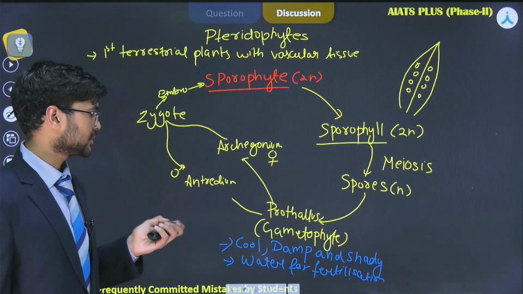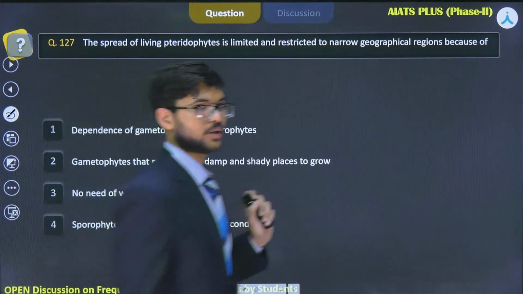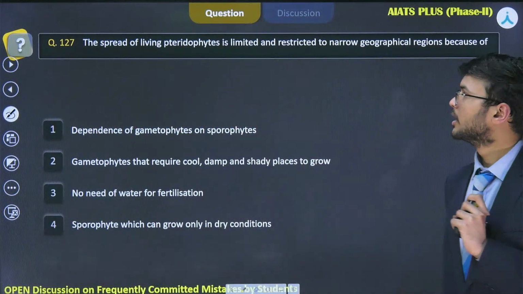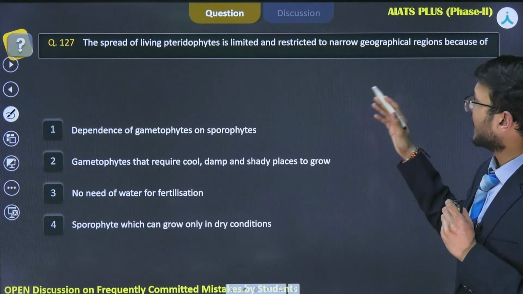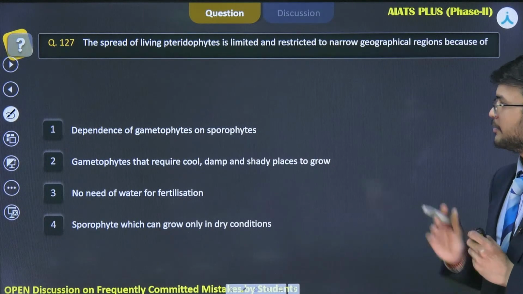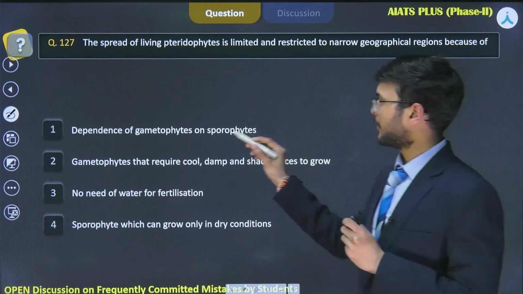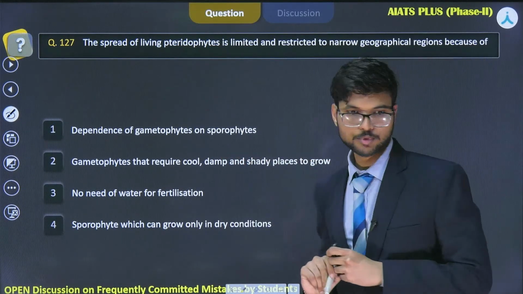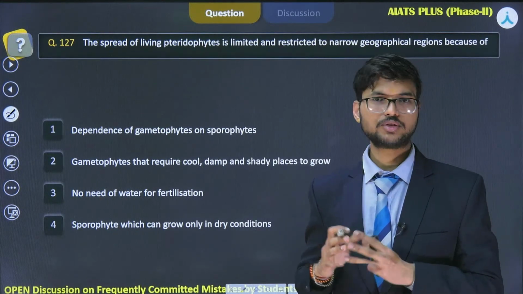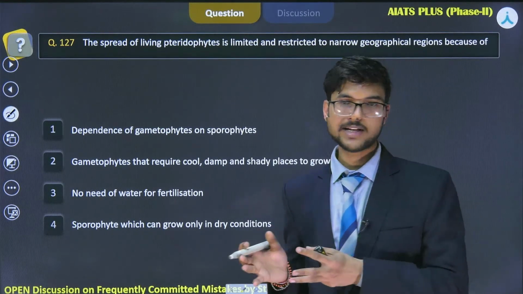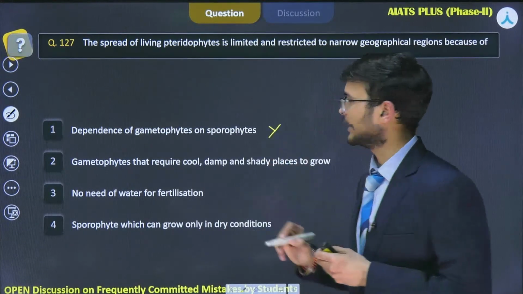So let's see what's the answer to the question. Question number 127. The spread of living pteridophytes is limited and restricted to narrow geographical regions because of dependence of gametophyte on sporophyte. No, because the gametophyte is a green photosynthetic structure, so it is a free living structure, it is not dependent on the sporophyte. So the first option is incorrect.